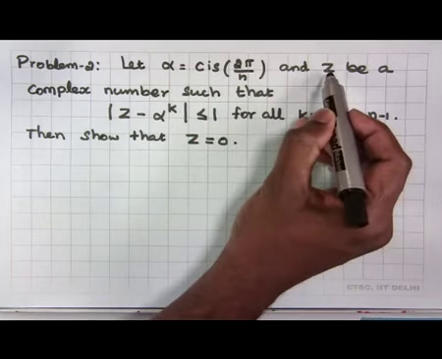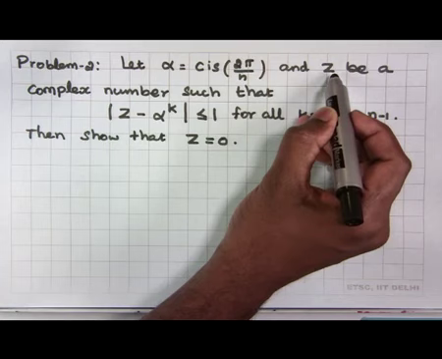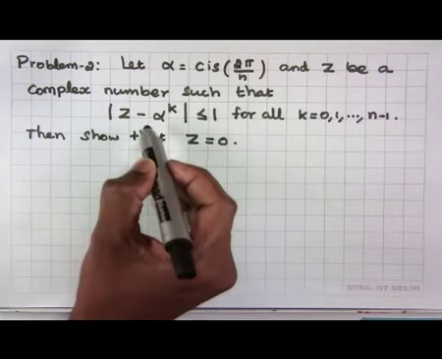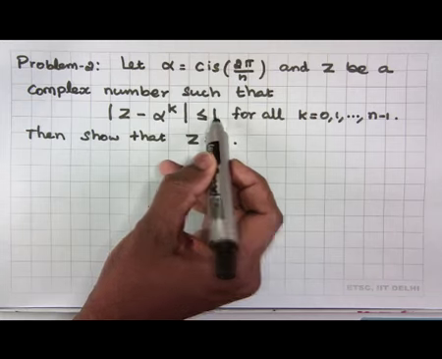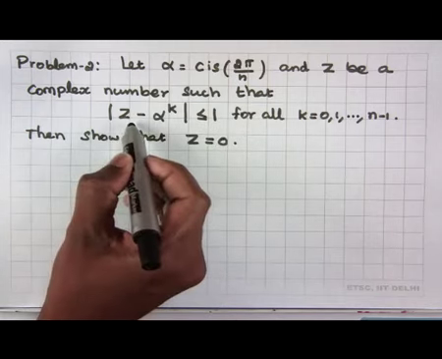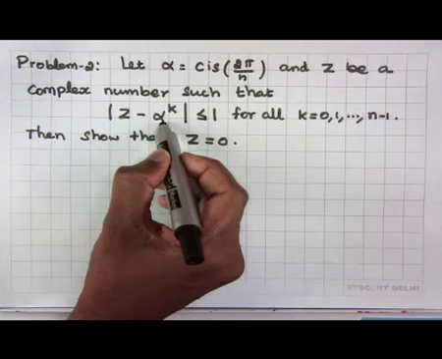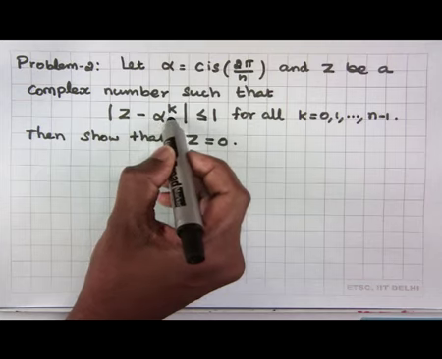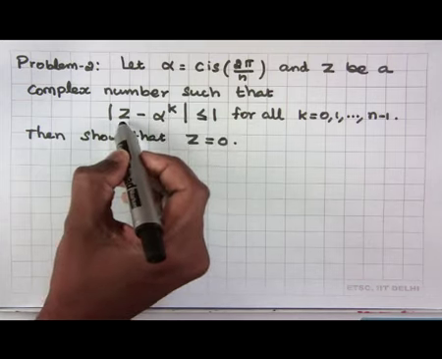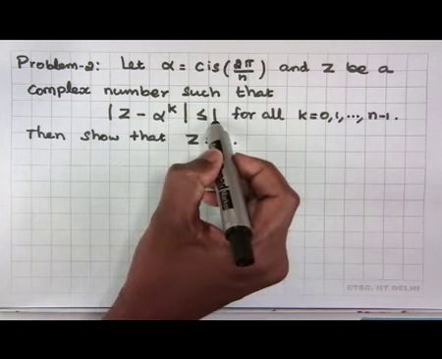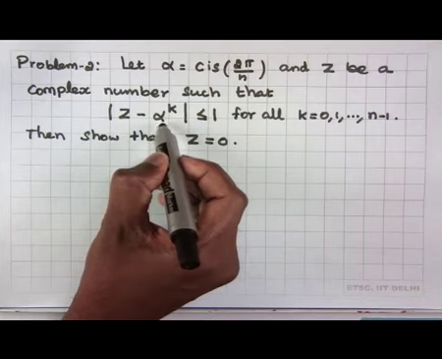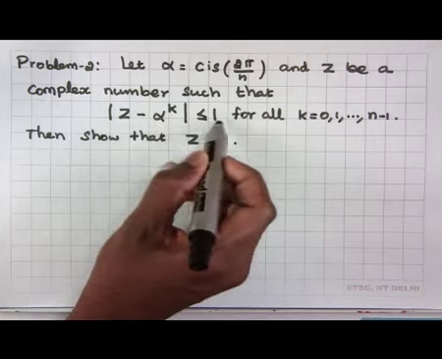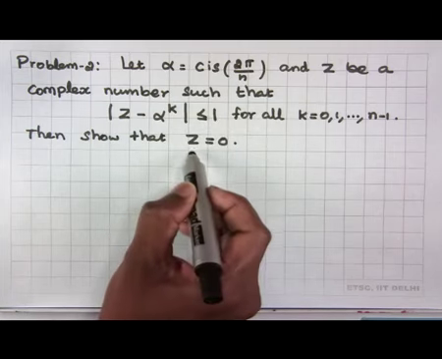and a complex number z satisfies the following condition, that is, you measure the distance from the nth root of unity alpha^k to z, which is less than or equal to 1, from all the nth root of unities. If there is a z that satisfies this condition, then the z must be 0.